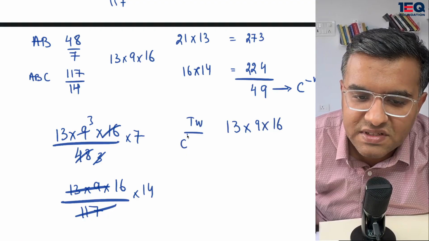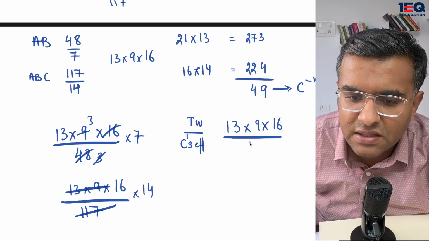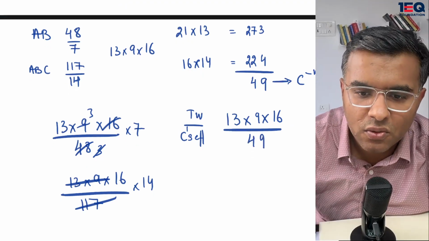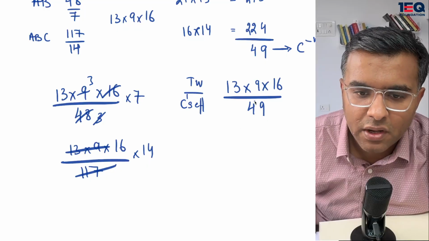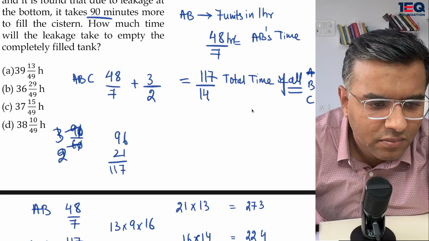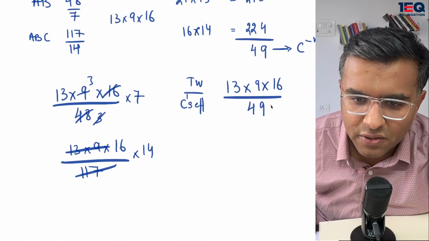Talking about C's efficiency, C's efficiency is nothing but 49. So this would give me the time that C would alone take to fill the tank. Now, do all the options have 49 in the bottom? The answer is yes. So I'll quickly have to multiply all of it together.